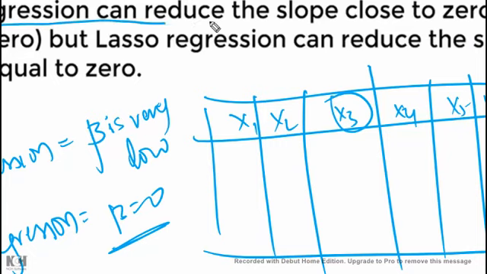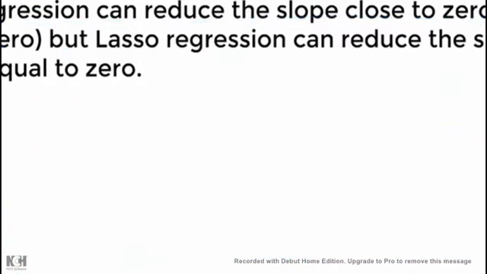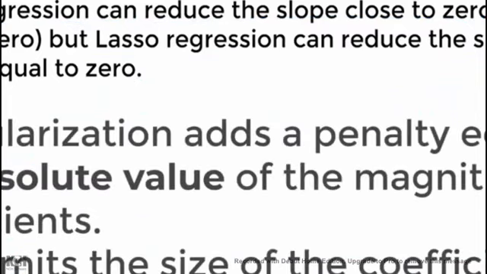Ridge regression can reduce the slope close to zero, but not exactly zero. It will bring it close to zero, meaning 0.00001, like this. Whereas lasso directly says that it is equal to zero. Lasso can reduce the slope to exactly zero. That is the advantage of lasso. So lasso regression is used for feature selection.